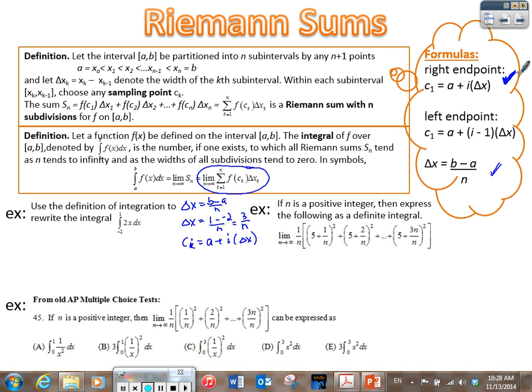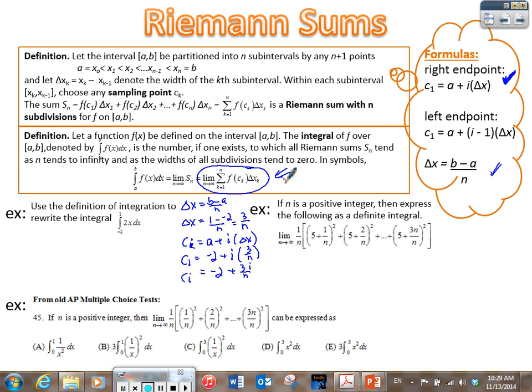Alright, so we know what a is on our bound, right? So ci is going to be a is negative 2 plus i, and we found delta x already. It's 3 over n. So our ci term is negative 2 plus 3i over n. So now we have the basis to build the Riemann sum. That's what we're going to plug into this formula right here. We're plugging into the Riemann sum formula.